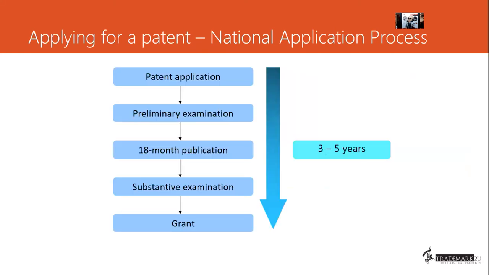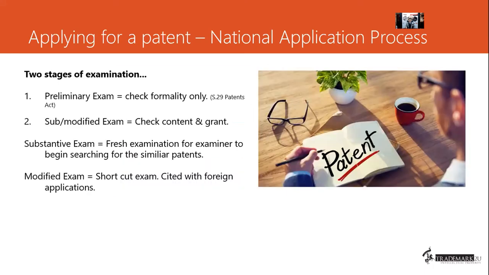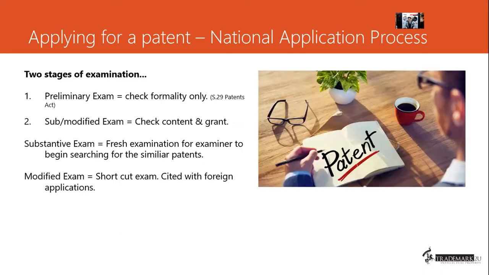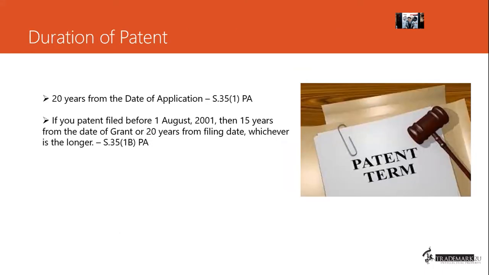During the patent application, we have two stages of examination. The first stage is the preliminary examination, followed by the substantive examination. Preliminary examination normally checks the formality of your documents. The substantive or modified examination checks the content, such as the novelty and inventiveness of your patent. Once you pass all these tests, you get the grant of the patent. How long do I get? 20 years, and please renew it every year.